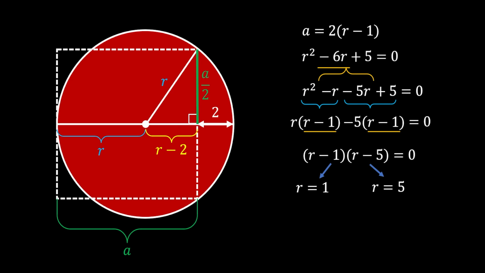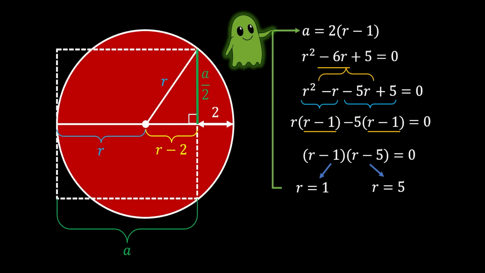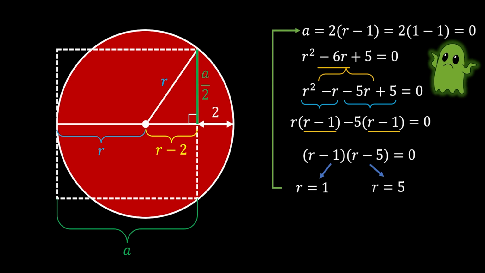We can also see this if we substitute the value of r in the equation for the side of our square. We will get that it is 2 times 1 minus 1, and that is of course equal to 0. This is mathematically impossible because the side of the square cannot be equal to 0. That means that we can easily disregard this solution. So the only possible solution is that the radius of our circle is equal to 5.